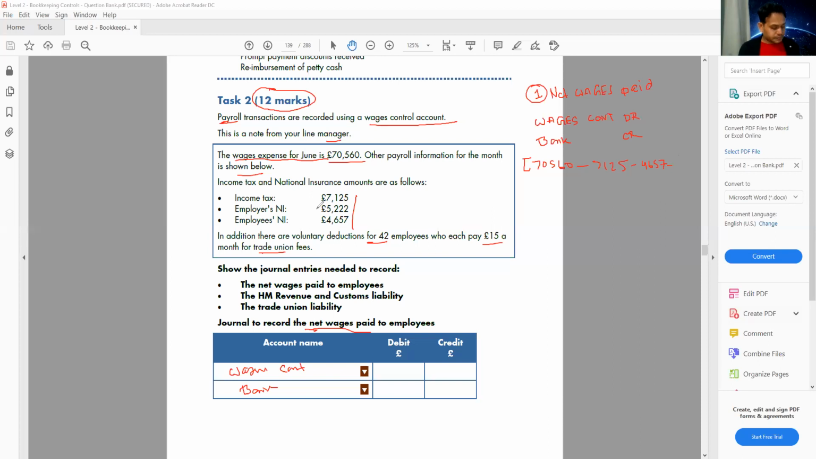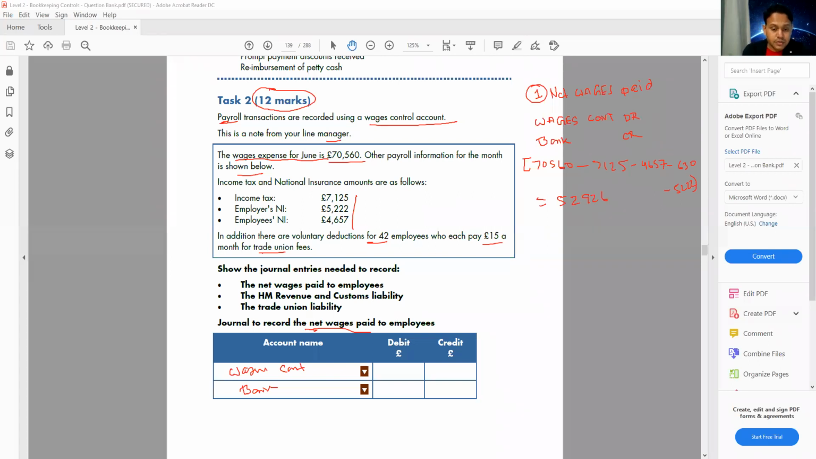So how much is our trade union? Trade union, we have 32 employees times 15, so that is 630. So 70,560 minus 7,125 minus 4,657 minus 630. So also there is 15,222. So the figure will be here 52,926.